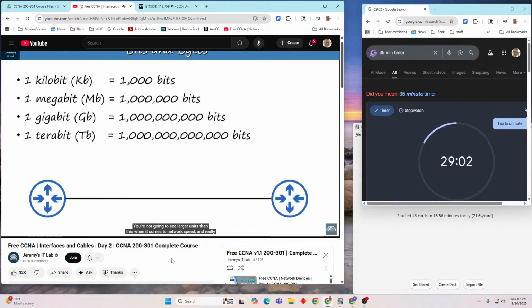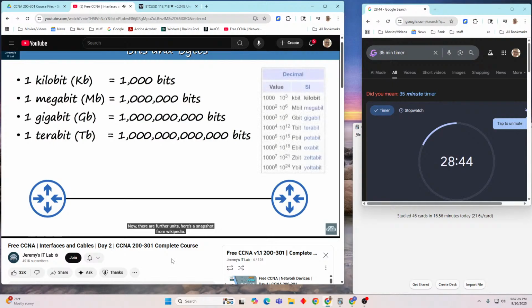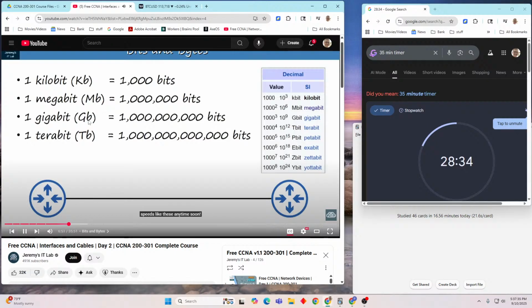You're not going to see larger units than this when it comes to network speed, and really you're not going to see terabits either. Speeds are always increasing, however, so terabits per second speeds may be commonplace soon enough. Now, there are further units. Here's a snapshot from Wikipedia. Beyond terabits, there are petabits, exabits, zetabits, yottabits, and more. Don't worry about memorizing all of these, though. You're not going to see network speeds like these anytime soon.